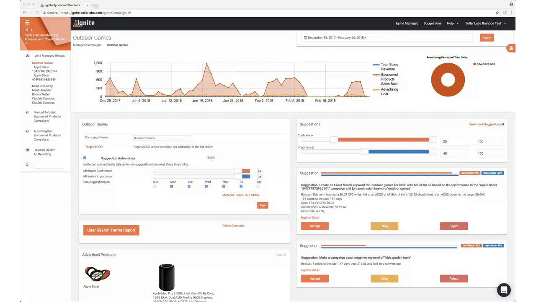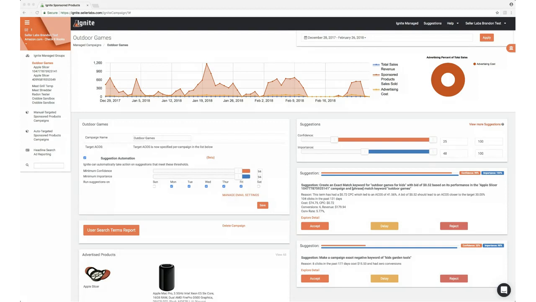All right, so Ryan asked, will you be adding the ability to sort by individual campaigns within an Ignite campaign, such as selecting a manual or automatic campaign?